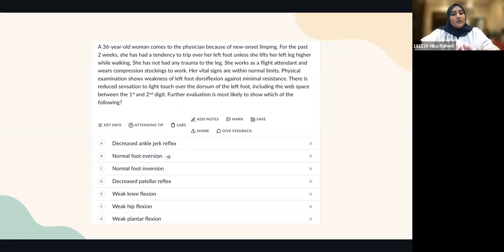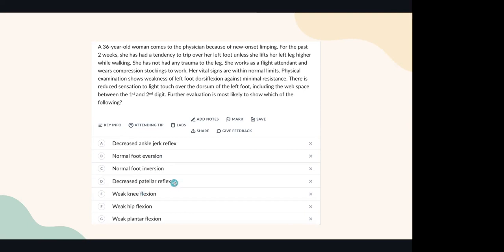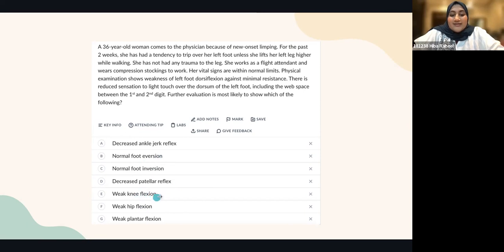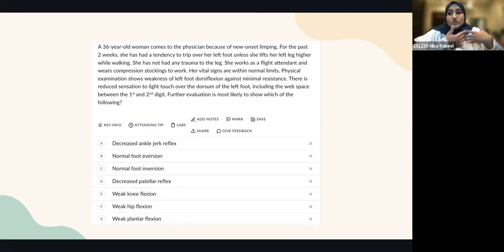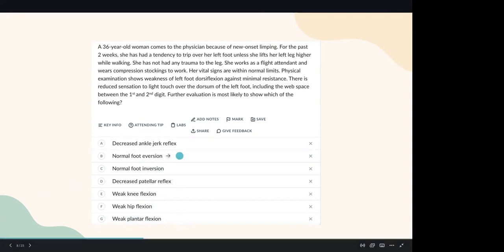Excellent, good job. It's normal foot inversion, right? Because foot eversion, you correctly mentioned, the person would not be able to evert their foot, okay? Patellar reflex has nothing to do with the common peroneal nerve. Knee reflex, nothing to do with it. Hip flexion, nothing to do with it. Plantar flexion, weak plantar flexion, it's exactly the opposite of what happens. It's actually stronger plantar flexion, weaker dorsiflexion, right? The answer is C.